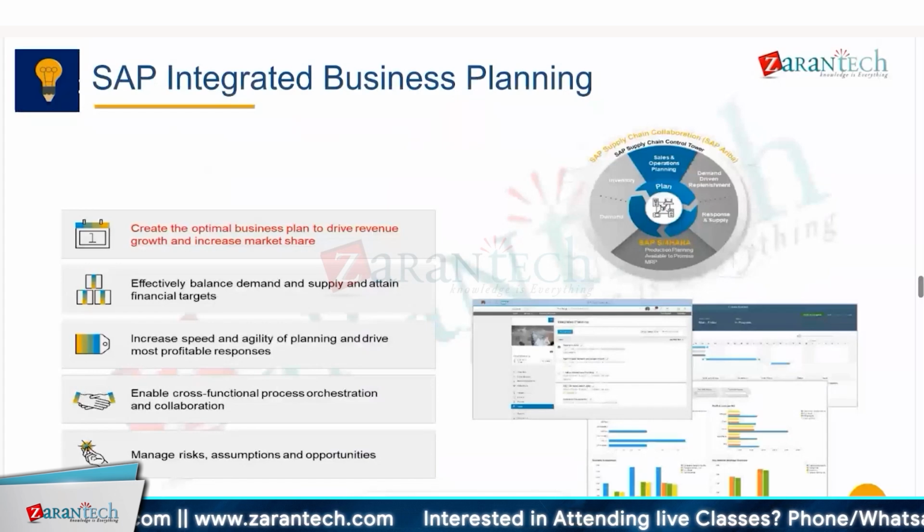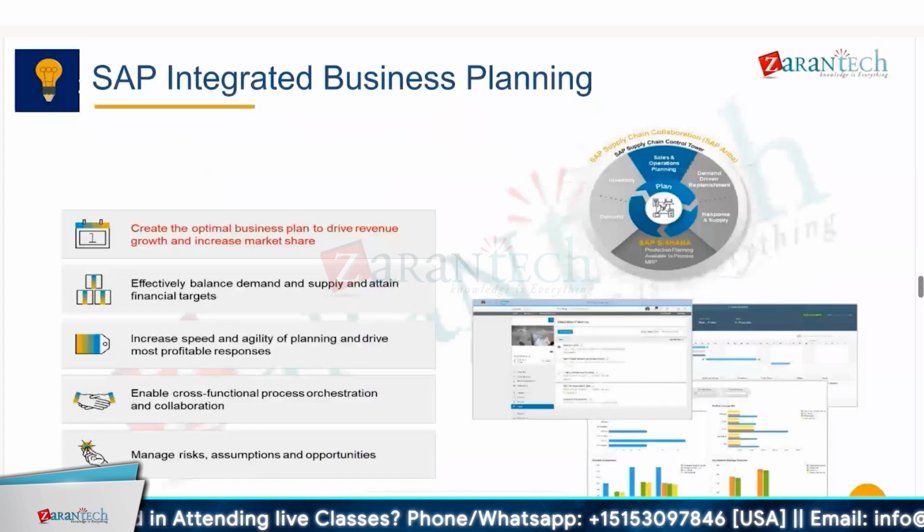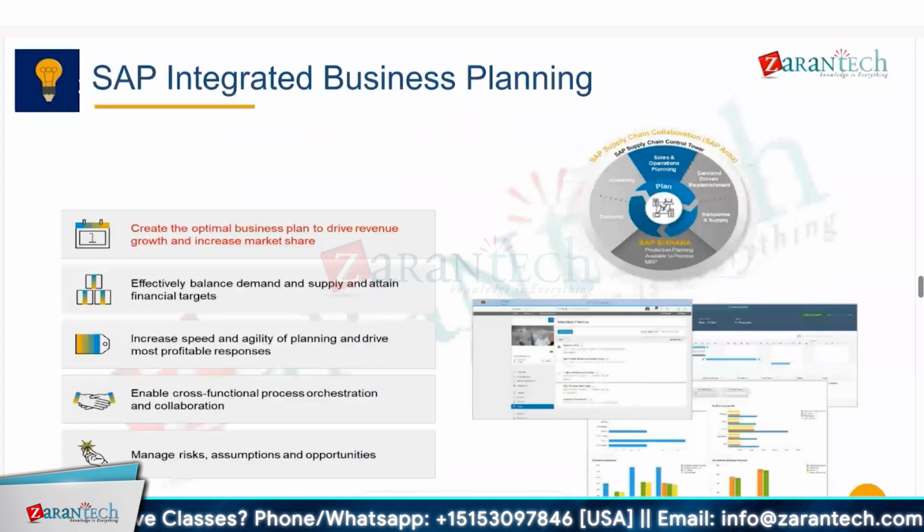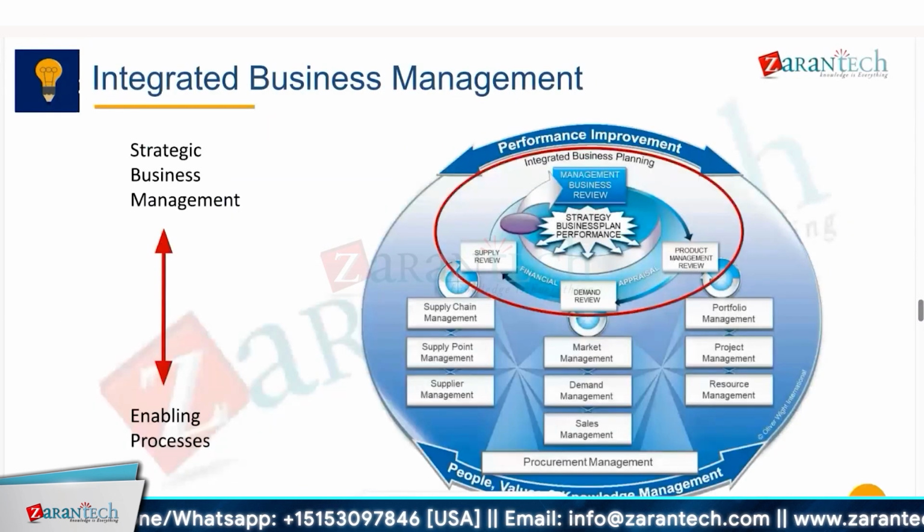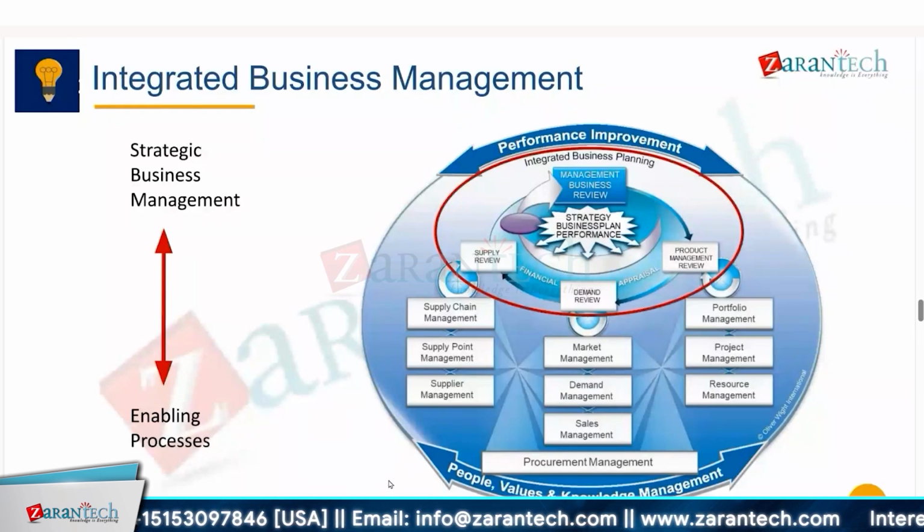This also focuses on integrated business planning, mainly sales and operations planning, which is to balance the demand and supply. That's what we already understood. It aims to increase the speed, agility, and flexibility within the planning function, and manage risk and assumptions, so that maximum opportunities can be grabbed. Now in the next slide, you see a slightly different picture of the IBP. So this is also a picture of IBP.